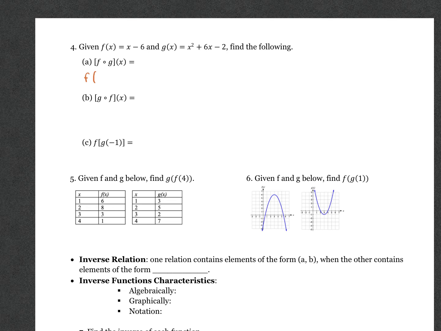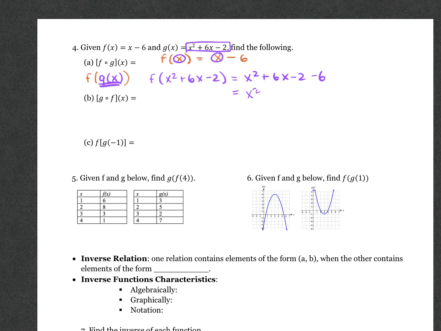So I'm finding f of, and I'm plugging in g into f. So I have that f of x equals x minus 6. And this is telling me wherever I see an x, I'm going to replace it with my g of x equation right here. So I'm going to do f of x squared plus 6x minus 2. So I see an x, and I'm replacing it with x squared plus 6x minus 2. Okay? And then we just simplify.